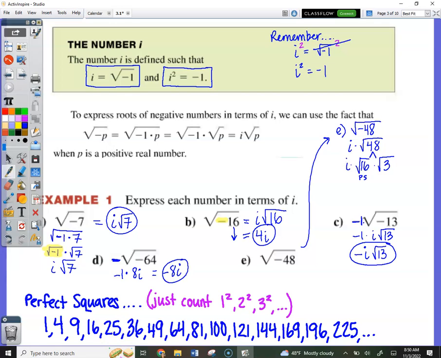What is the square root of 16? 4. So this right here is actually 4i. This comes down. That was 2 steps as opposed to that big factor tree that was like 6 steps.